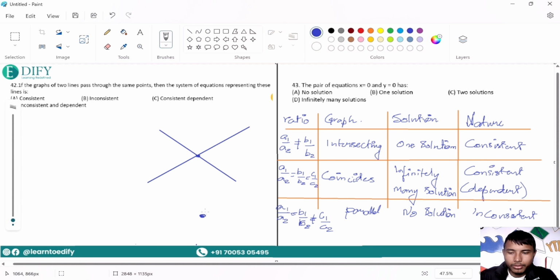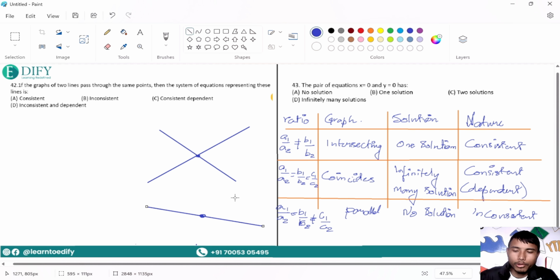Let's say the two lines pass through the same point. So this is the graph. Both lines pass through the same point, correct? So the system of equations representing these lines is consistent, because we have a solution, since they intersect.